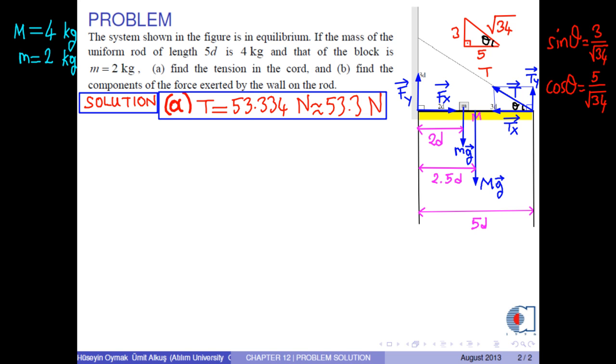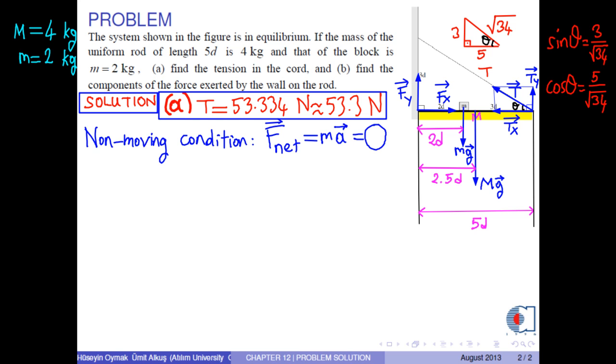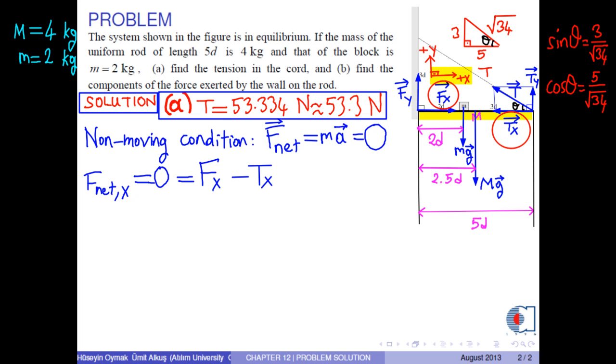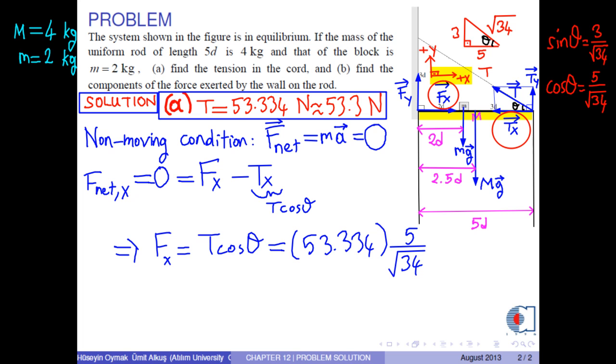Because the system is in equilibrium, it doesn't move. So, net force becomes 0 by the help of Newton's second law. Net force along the x-axis becomes Fx minus Tx. Since Tx is T times cosine theta, then Fx becomes T cosine theta. We know T and cosine theta, so the x component of the force exerted by the wall on the rod becomes approximately 45.7 newtons.